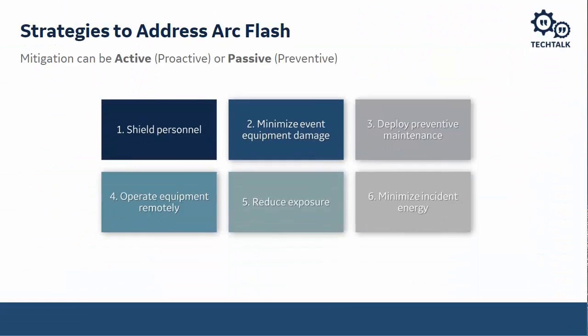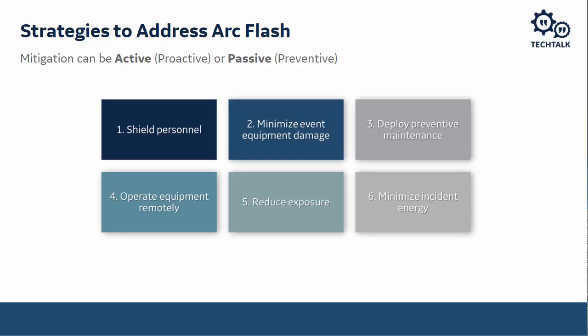Several strategies that we can implement here to address the arc flash. It can be active or passive. An example of the active protection would be the bus differential relay. We're monitoring continuously for an abnormality, and then we're going to operate and clear that. Passive is going to be something like arc-resistant switchgear. So if we do have it, we're going to redirect that energy out of the way, away from personnel, and minimize the event.